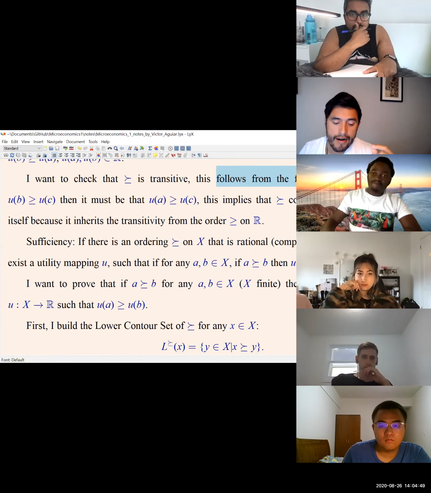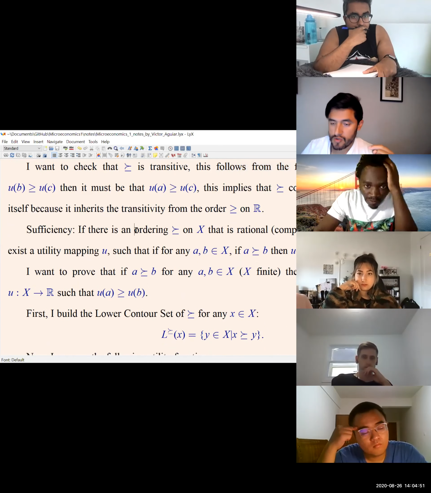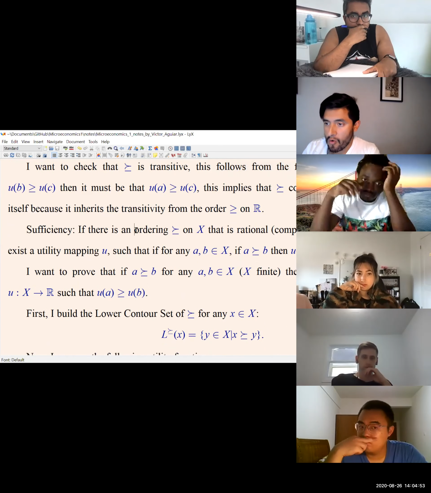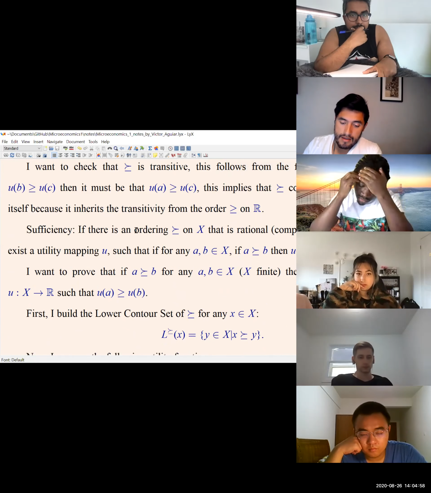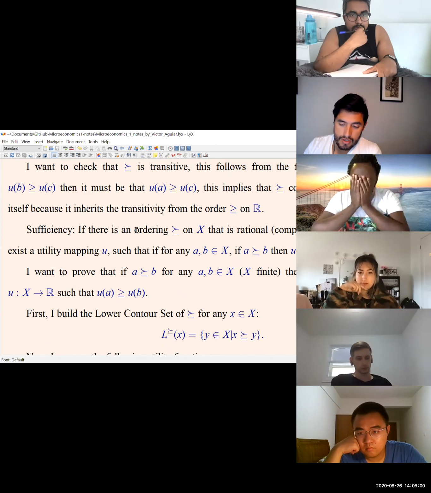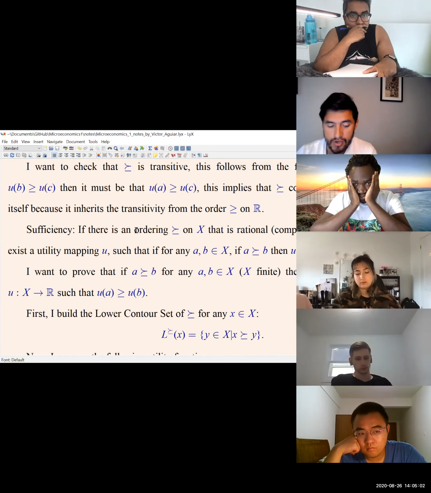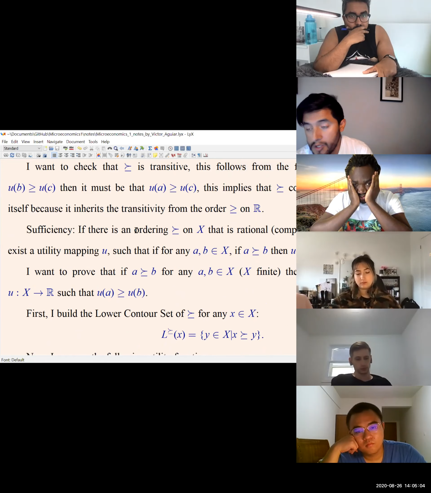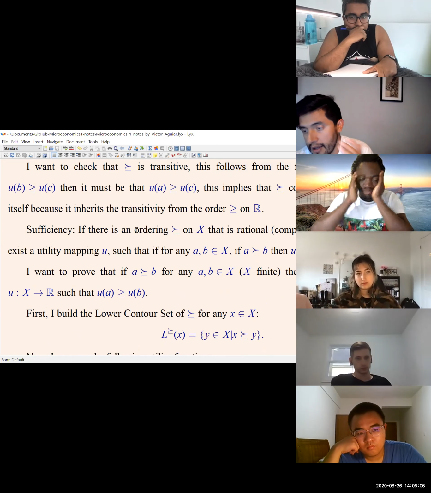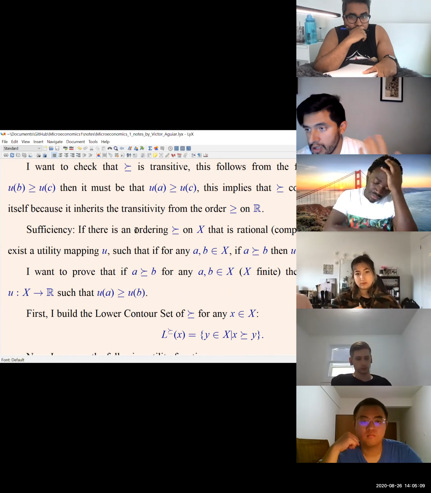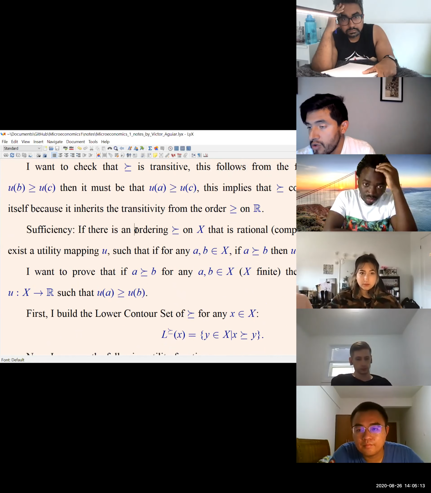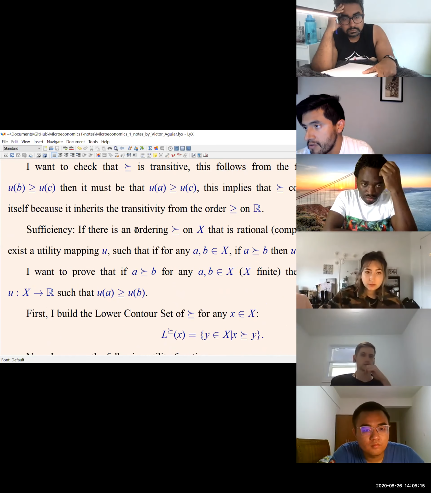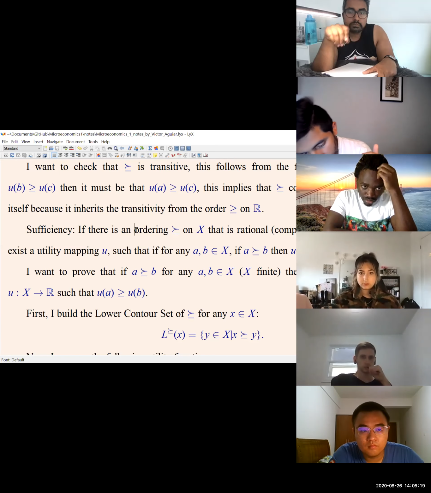Let's go to the hard one. Sufficiency. Sufficiency is the other direction of the arrow. So if there is an ordering on X, pretty much that is rational, complete and transitive, then there exists a utility map in U such that for any A and B, if A is preferred to B, the utility of A is greater than the utility of B. So what I'm gonna do now is construct a utility function from the ordinal information. Do you see the difference? So now I go from preferences to utility.